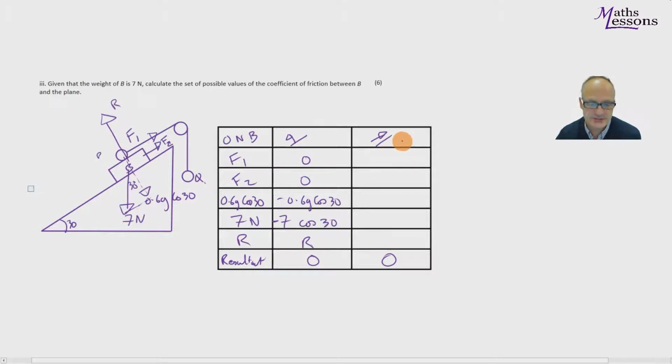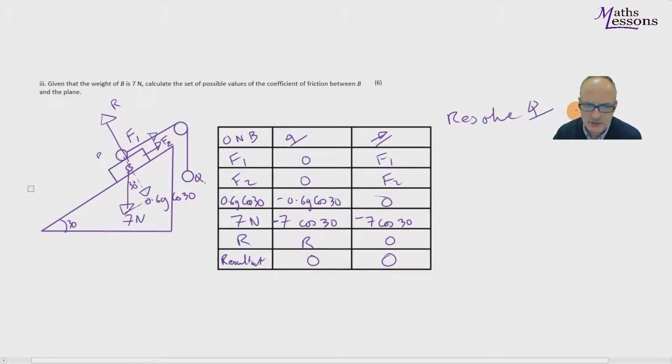On the parallel sections, we have all of F1, all of F2, and none of this, because this acts perpendicular. Then we've got a bit of 7 going that way, which is going to be the sine 30 bit. If that's positive, this could be minus 7 cos 30, and we can have none of R.